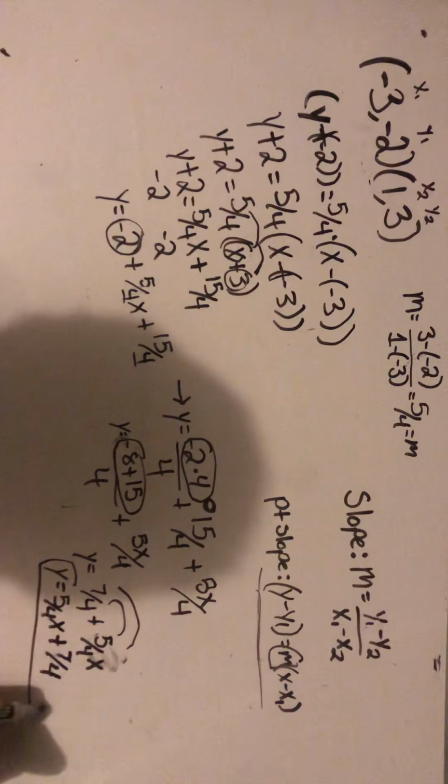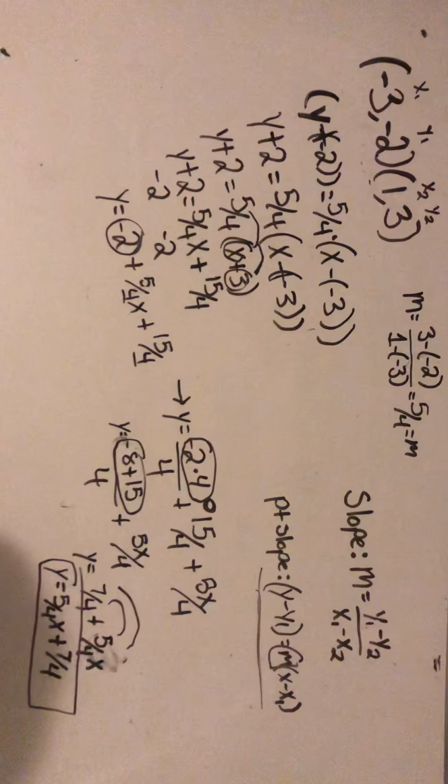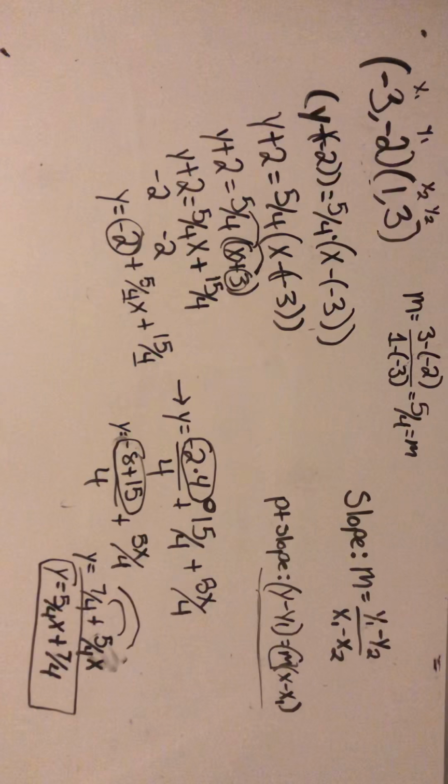And that should be our final answer, and that is finding the point slope formula for any given 2 points.